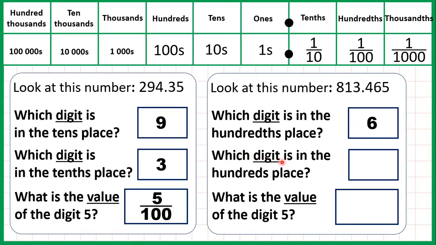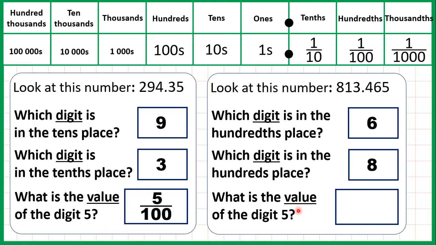Now, which digit is in the hundreds place? Well, the hundreds digit is always the third before the decimal point because we have ones, tens, and hundreds. So if we find the decimal point in our number, we don't want the ones, we don't want the tens, we want the hundreds. So that's an 8.